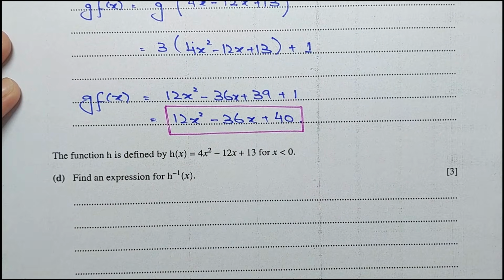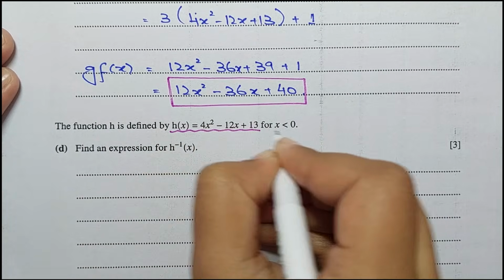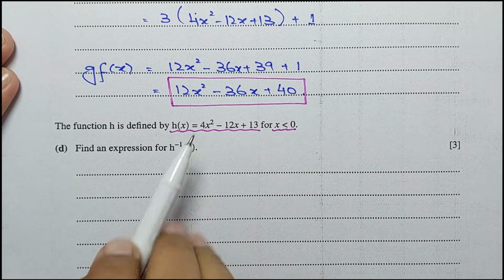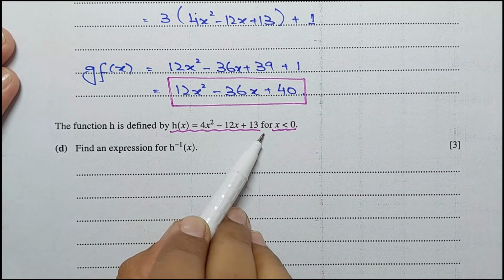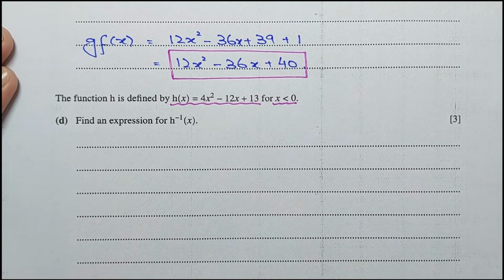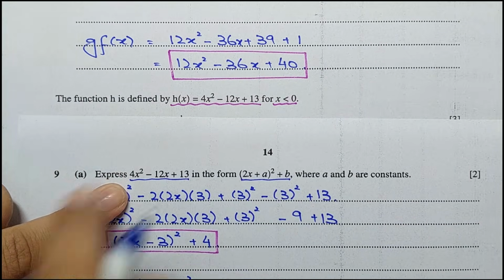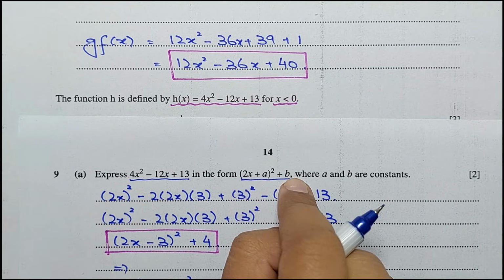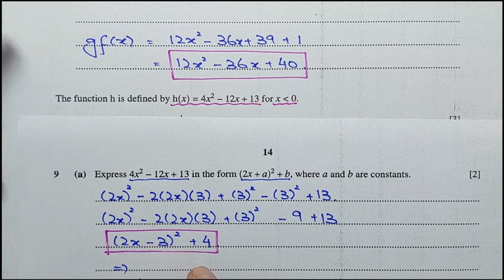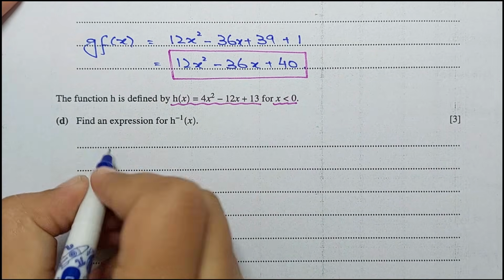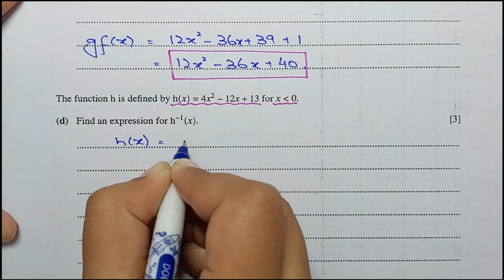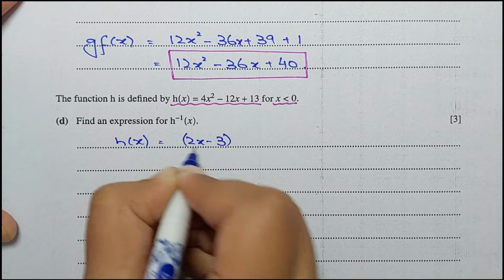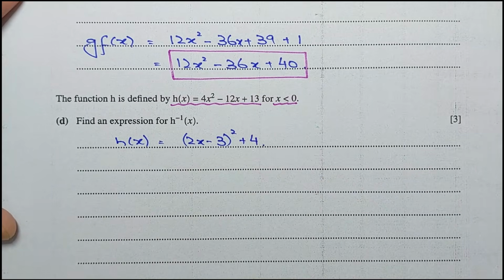Okay. The function h is defined by h of x, where x should be greater than 0, 4x squared minus 12x plus 13, the same, right? Part D, find an expression for h inverse of x. As you can see, this h of x is exactly the same as f of x, 4x squared minus 12x plus 13, and we can write this in the form (2x minus 3) whole squared plus 4, right? So h of x can be written as (2x minus 3) whole squared plus 4.